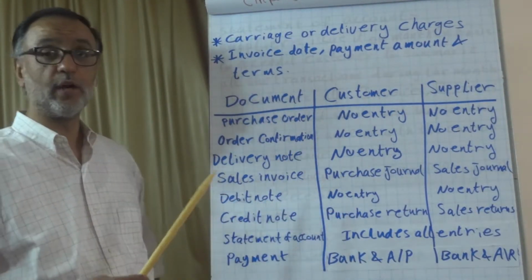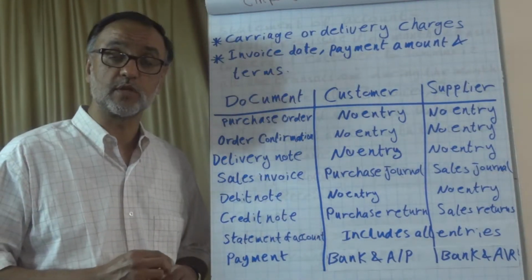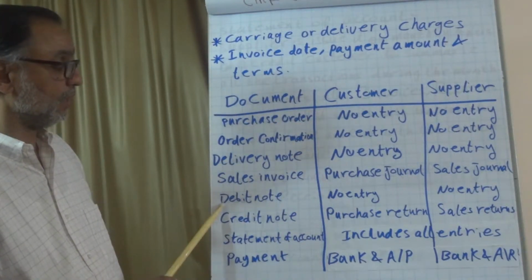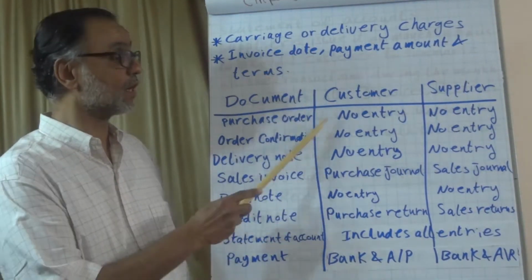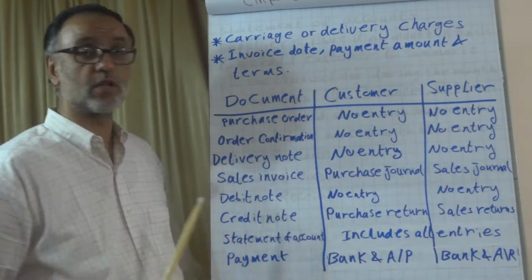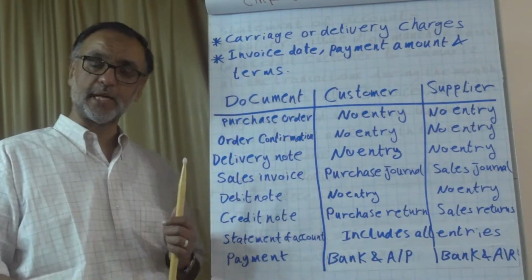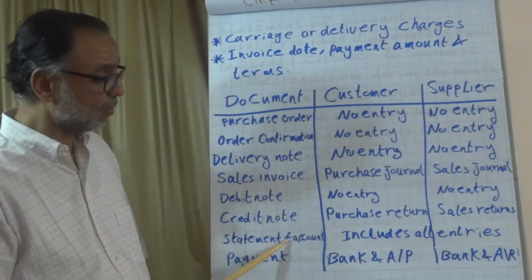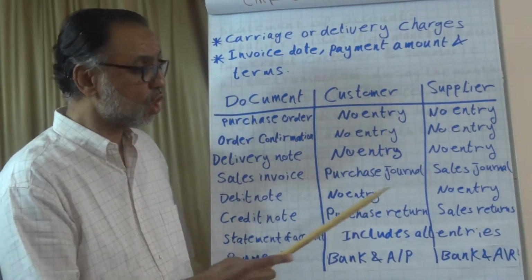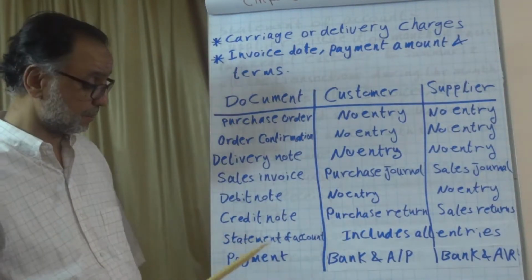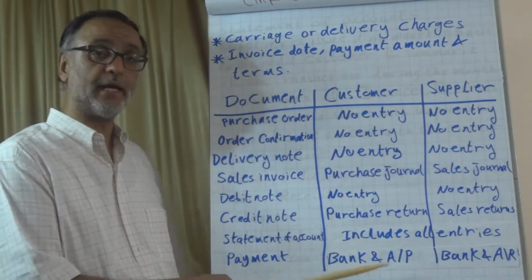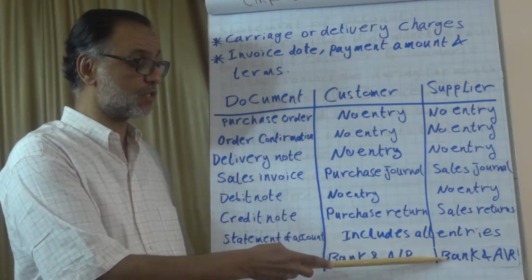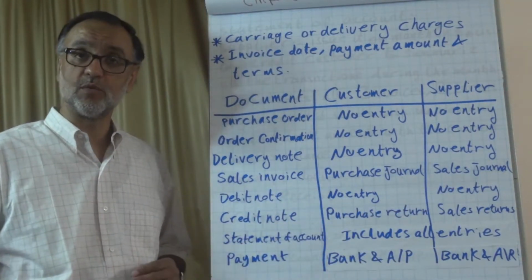And we have the debit note, there is no entry. Remember, debit note is a request from the customer to the supplier, but the credit note is the one to be recorded. We have the credit note responding to the debit note. It's included in the purchase return for the customer and included in the sales return for the supplier. They are opposite. For the customer, it's a purchase. For the supplier, it's a sales. Statement of account includes all the entries and it's issued by the supplier. Payment: for the customer it's bank and accounts payable or trade payables, and for the supplier it's bank and accounts receivable or trade receivables.